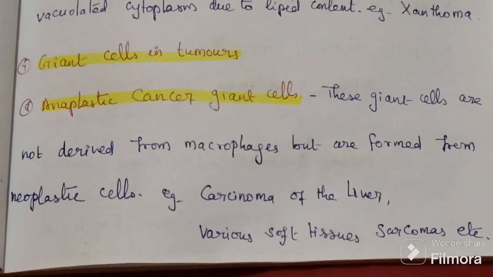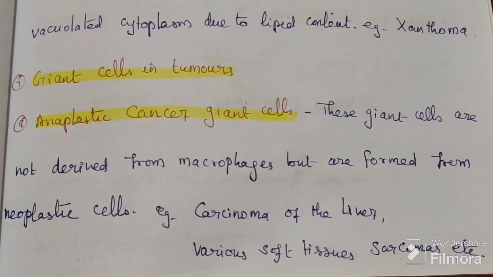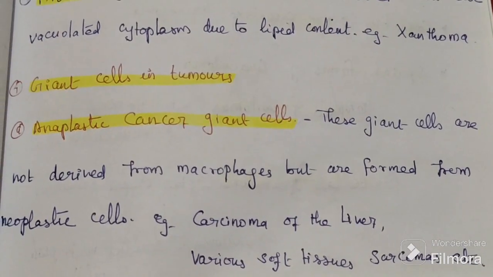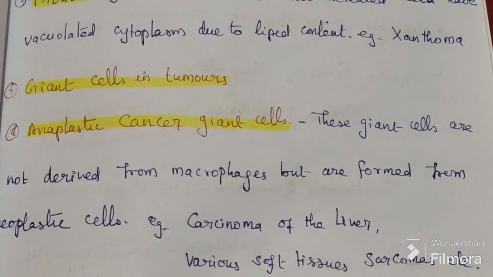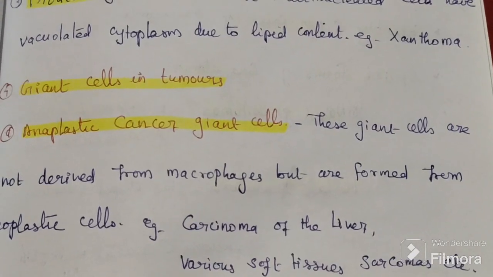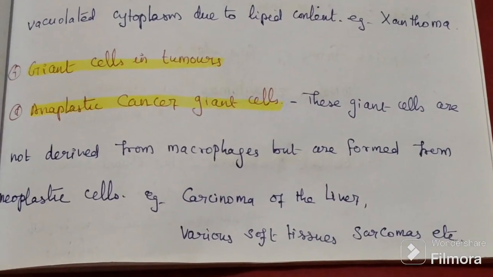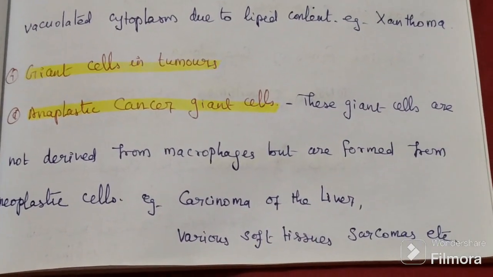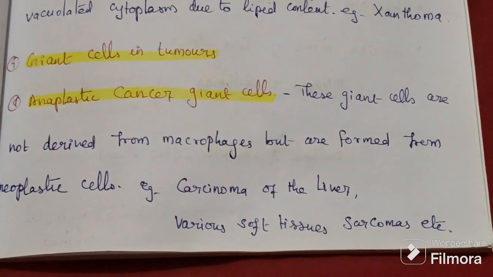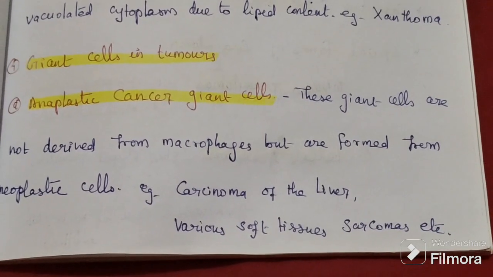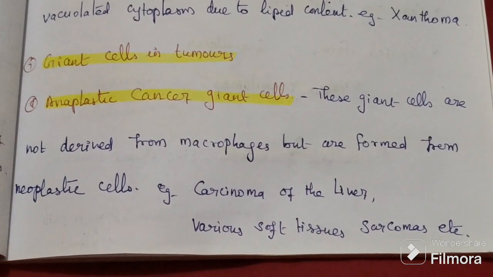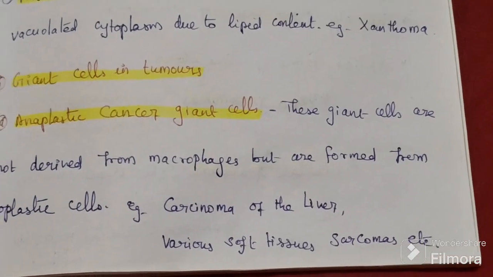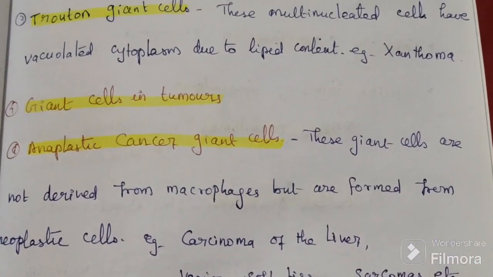The fourth one is giant cell in tumor, the anaplastic cancer giant cell. Examples include carcinoma of liver and various soft tissue sarcomas. These giant cells are not derived from macrophages but are formed from neoplastic cells.